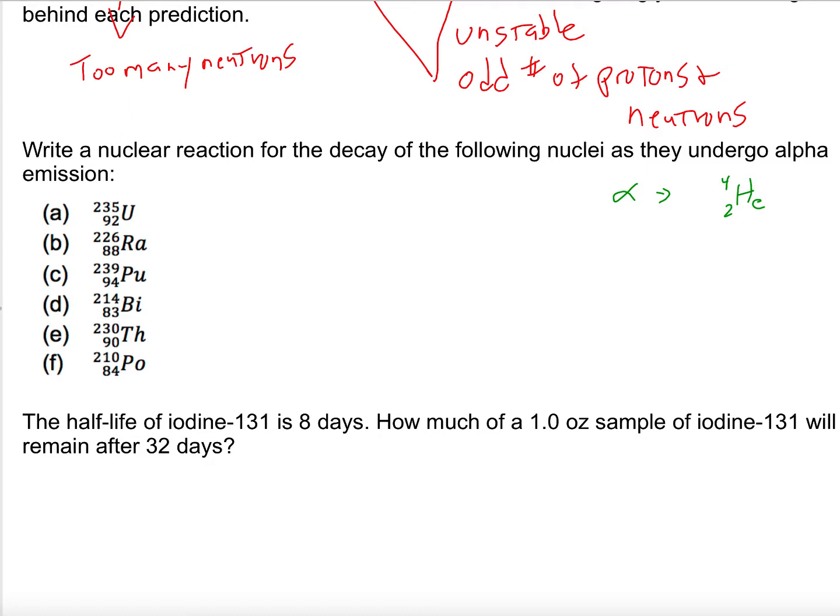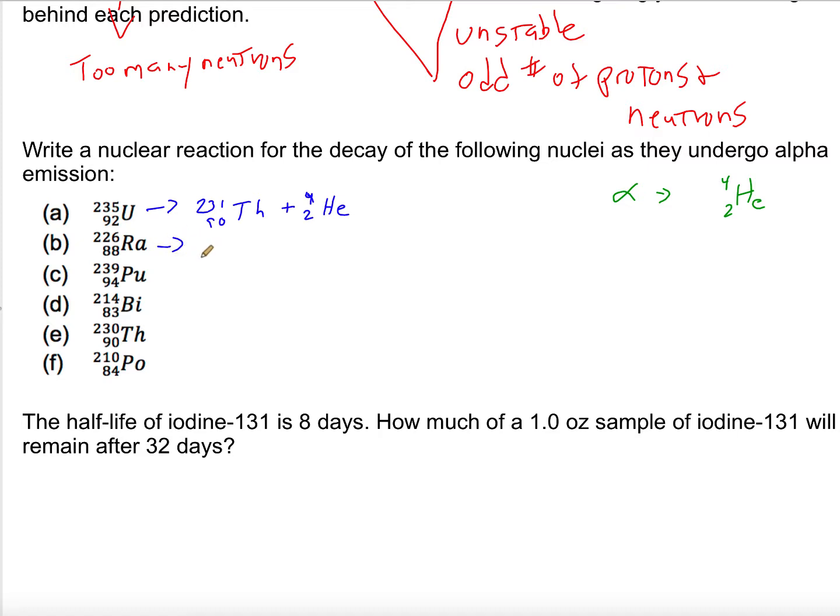So if we look at the first example here, uranium-235 will decay, coming down to 231 mass units, 90 atomic units. And what is that? Well, that is thorium. So that's going to be thorium plus a helium nucleus. So that would be the decay reaction. The uranium would decay into thorium plus a helium nucleus.